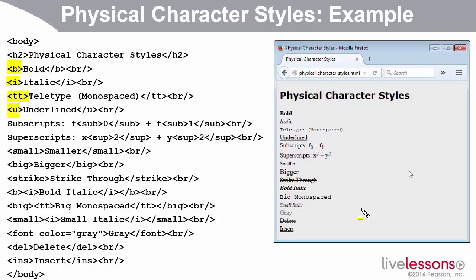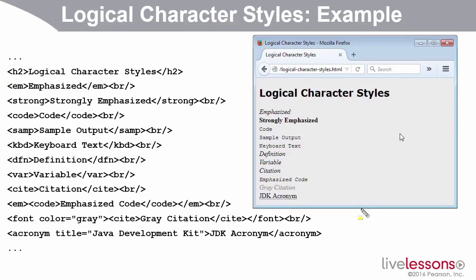And every browser will make B be bold and I be italic unless you override it with CSS. But with logical character styles, when you say EM for emphasized, you don't really know what the browser is going to do. Is it going to put it in italics? Is it going to make it bold? Is it going to make it bold italics? Is it going to make it bigger? You don't really know. And you don't need to know. You can then define that in your CSS file.